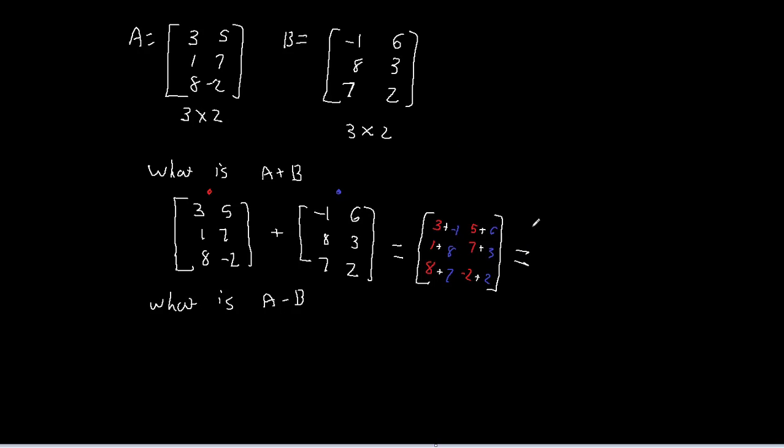Okay. So what do we get? Again, right? Our input was 3 by 2, so our output is going to be 3 by 2. And if we do the math, 3 plus -1 is 2, 5 plus 6 is 11, 1 plus 8 is 9, 7 plus 3 is 10, 8 plus 7 is 15, and -2 plus 2 is 0. Okay? So this is what we get when we add A and B together. Hopefully that makes sense.